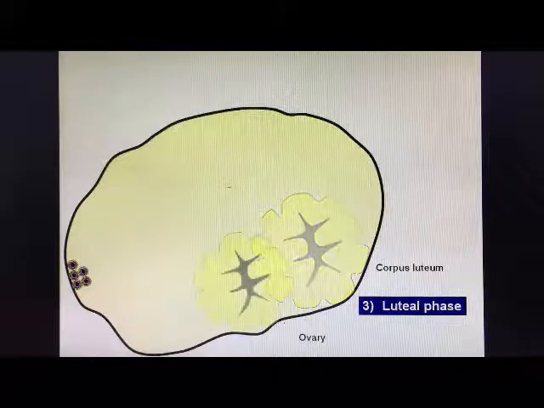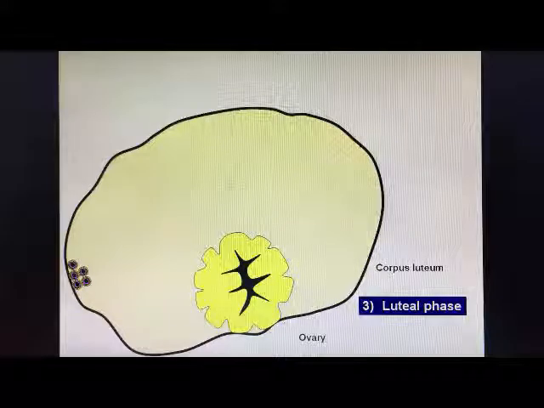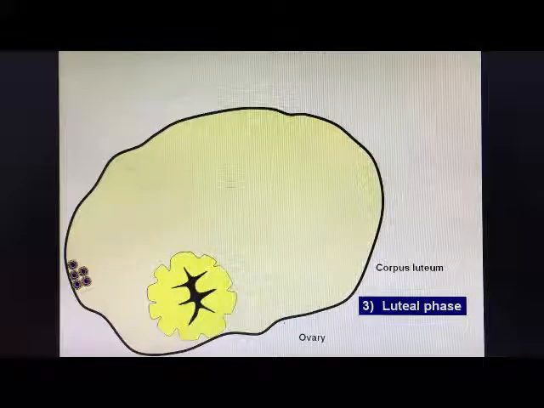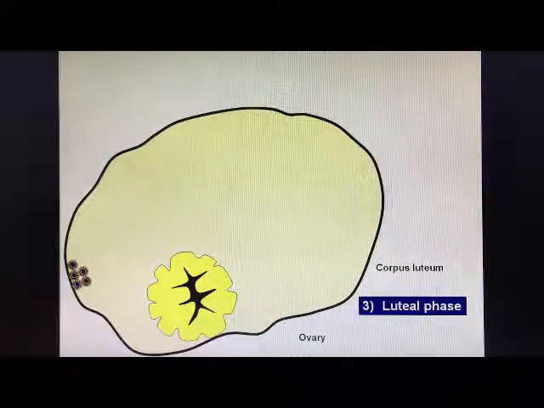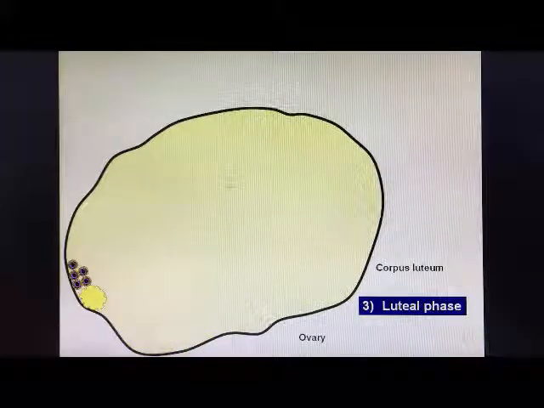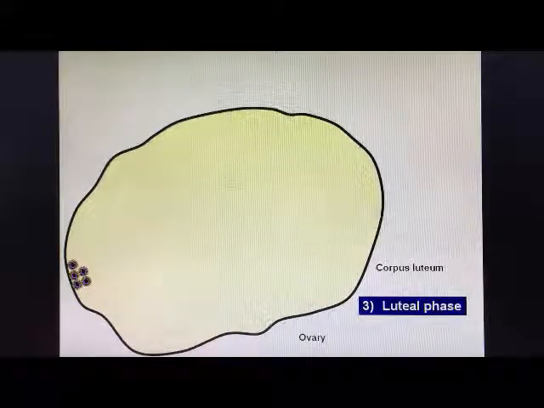If fertilization does not occur, the corpus luteum will degenerate. And when it degenerates, the levels of estrogen and progesterone hormones will decrease. And that is the end of the luteal phase. And the ovarian cycle will begin and be repeated once again.